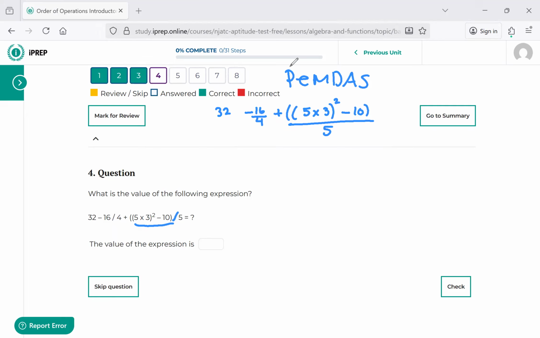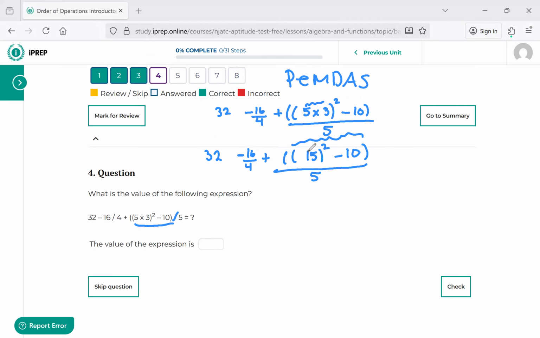Now let's start with PEMDAS. So do we have parentheses? Yes, we have two. We have one here and we have this outer parentheses, right? So let's do this inner parentheses. What is 5 times 3? 15. So it's 15 squared minus 10, all over 5. I know it's a pain to rewrite it again, but it's the only way to not make a mistake.